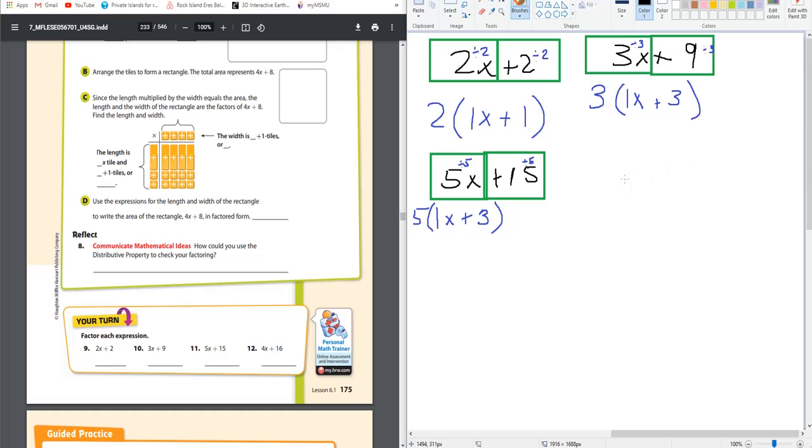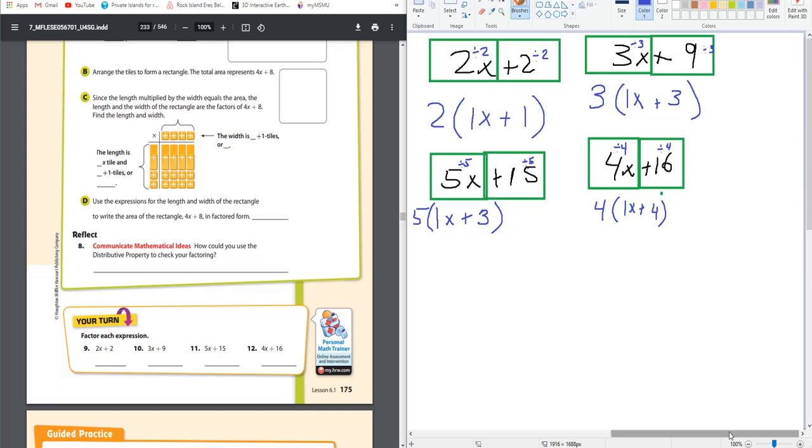So again, we got 4x plus 16. I'm going to break them up into terms. This one's a 4 and that's 16. I can divide both of these by 4. So I pull that 4 out. Parenthesis, 4 divided by 4 is 1x, 16 divided by 4 is 4. And there we go. And that's pretty much the last topic.